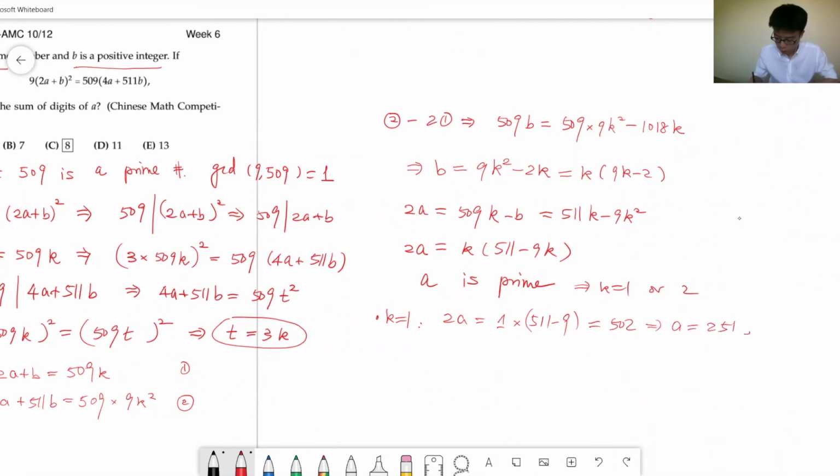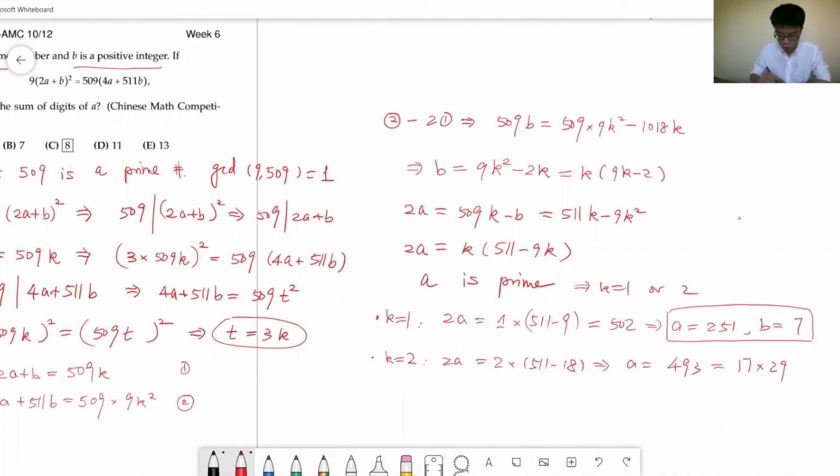And the b, we can solve b. B is k times 9k minus 2, which is 7. So a is 251, b is 7. And that works. This is a solution. And then let's discuss k equals 2. If k equals 2, we have 2a equals 2 times 511 minus 18, which implies a equals 511 minus 18, which is 493. But the 493 is not a prime number because we can factor this into 17 and the 29. So this is invalid.